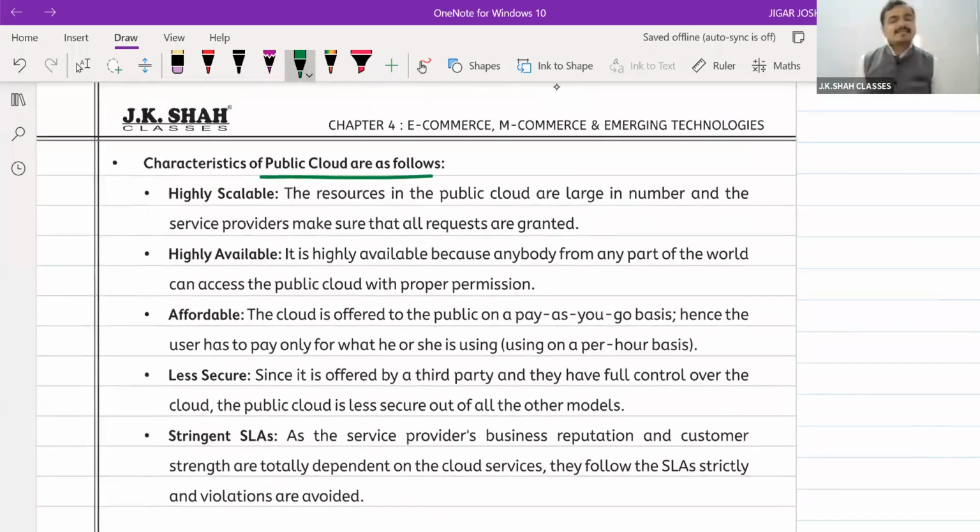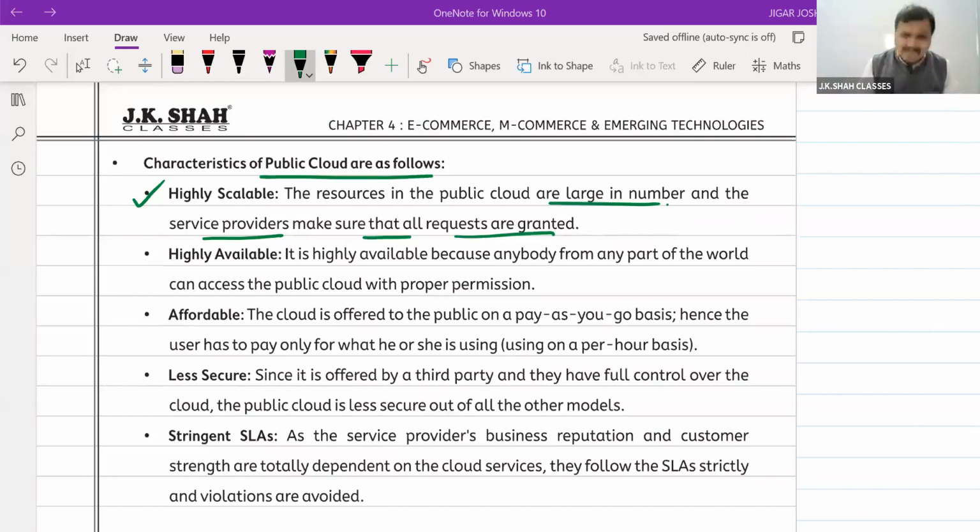It is highly scalable. Yes or no? Yes, sir. Because public clouds are very giant in size. You purchase 30 GB, you want to additionally purchase 30 GB, anytime you can do scaling up. Understood? Public clouds are large in number and the service provider makes sure that all requests are granted. Whatever you want, take it.